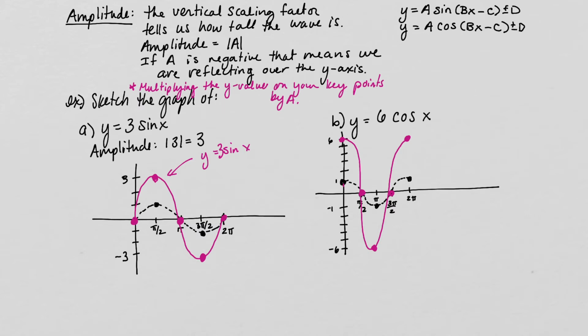Okay, so let's look at one more. So C, y equals minus 1/2 the sine of x. So the amplitude is, again, the absolute value of minus 1/2, which in this case would just be 1/2.